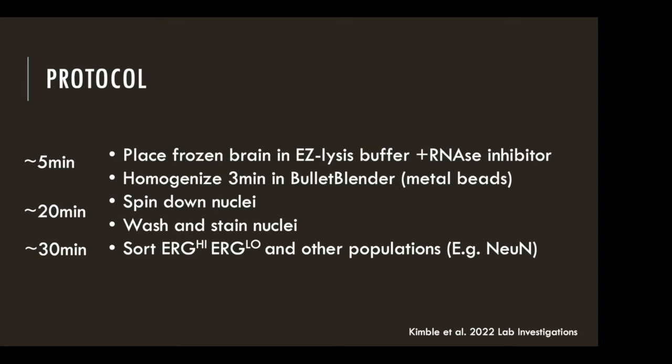It's very quick. This bullet blender puts metal beads into each tube and basically bashes the tube back and forth. The metal beads homogenize the tissue. And this gives a very good homogenate within just a couple of minutes, all done at 4 degrees. And we can spin down the nuclei from that, and then wash and stain those nuclei and sort based on these different populations I mentioned. So the overall protocol is very, very quick and very easy. We can do this in parallel with many different samples, and with small amounts of tissue, we can get a very high yield of single nuclei. And I compare that very favorably to the extraction of these vessel fragments, which is a much more time-intensive procedure, although it does have its own benefits.